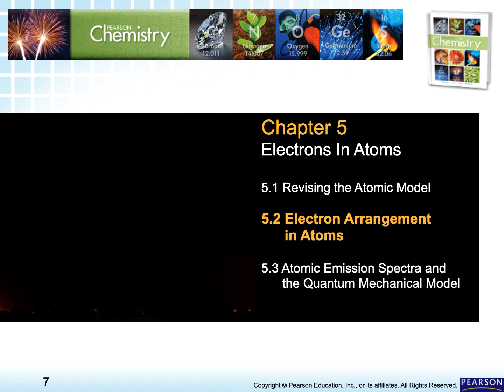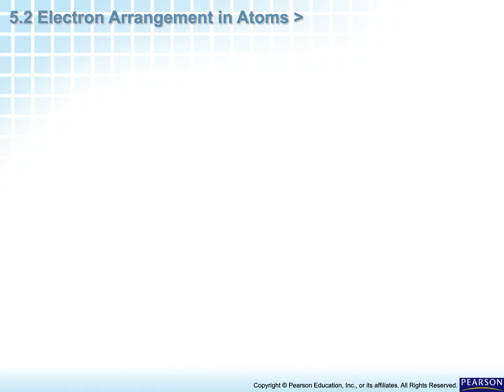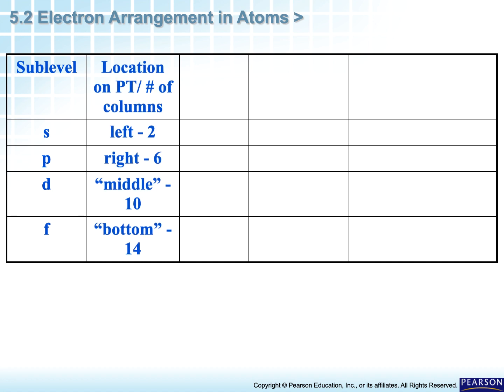Now, how do we deal with the electron arrangement? When you're talking about the arrangement of electrons in atoms, the first thing you have to do is look at the way the periodic table is set up. There are 4 sublevels: the s, the p, the d, and the f. We just said that. The location of those on the periodic table and the total number of columns is listed. The s are the left 2 columns. The p are the right 6 columns. The d are the middle 10 columns. And the f are the bottom 14 columns.